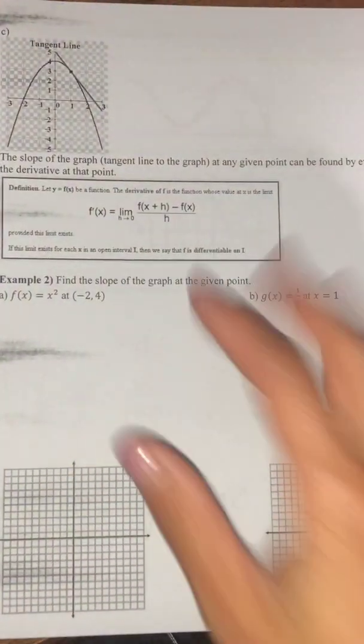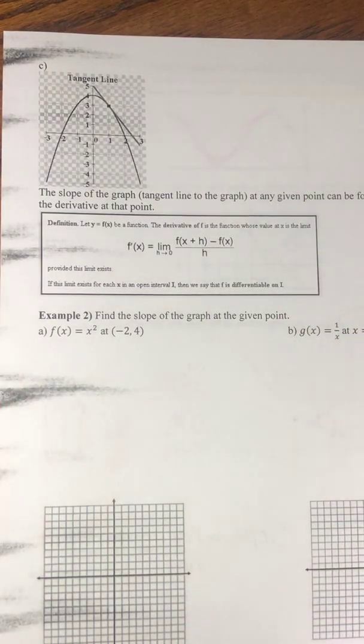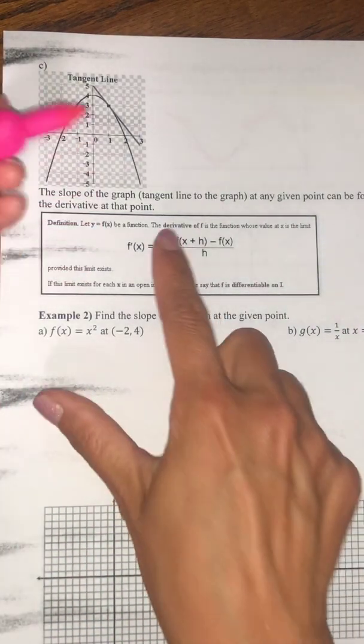Anyways. All right, letter C. We have a tangent line to that curve. So I want to highlight it.